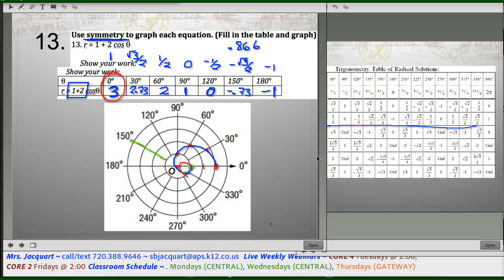Not out that far. Back up. All right, symmetry to finish her off. So we're going to come here. I'm not very good at graphing. Here we go. There's my beautiful picture. It's beautiful.